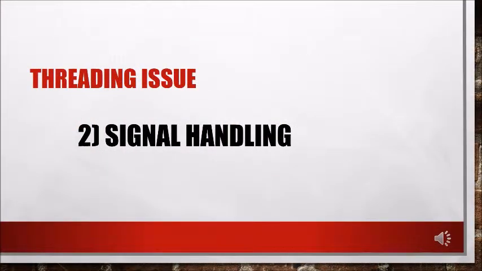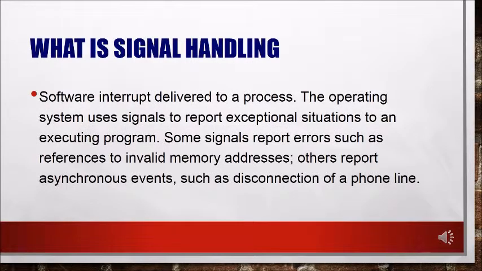Threading issue in signal handling. What is signal handling? A signal is a software interrupt delivered to a process. The operating system uses signals to report exceptional situations to an executing program. Some signals report errors such as references to invalid memory addresses. Others report asynchronous events such as disconnection of a phone line.